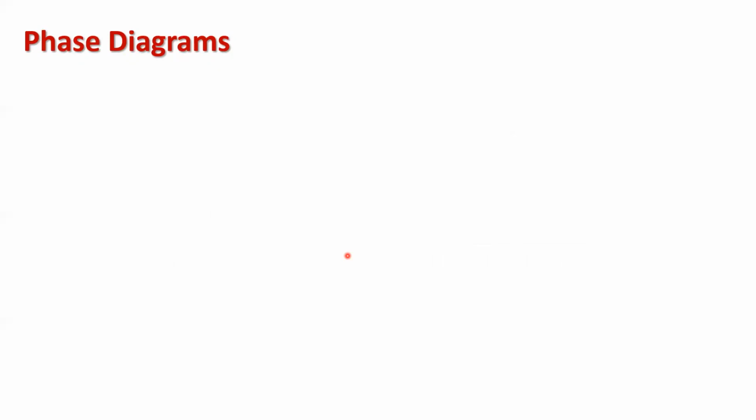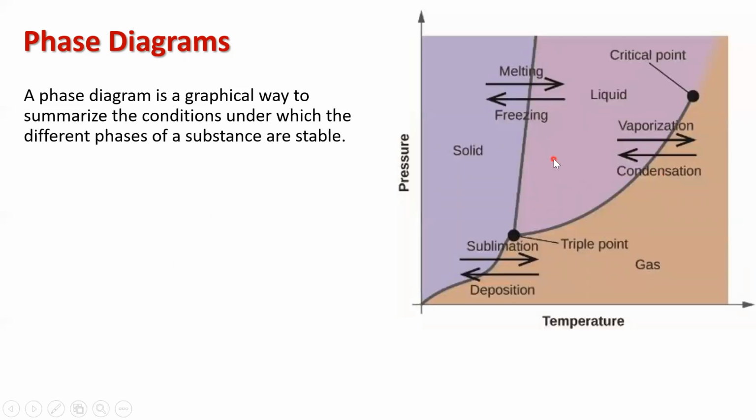So we talked about adding energy in to change phases. Another way that we can look at that is by looking at what are called phase diagrams. So this is an example of a phase diagram. It's a graphical way to summarize the conditions that you would have for a solid, a liquid, or a gas for a substance. Generally speaking, you're going to see solids here because you're looking at lower temperatures and higher pressures. You would have gases here because you're looking at higher temperatures and lower pressures. And a liquid would be somewhere in between.